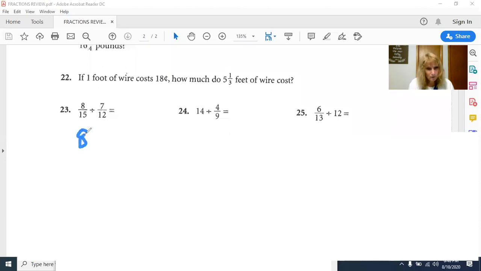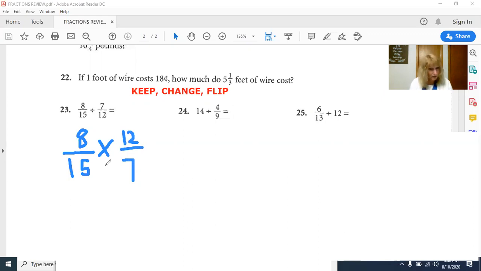8/15, so I use the philosophy of keep, change, flip. Keep, change, flip. So you keep the 8/15, the first fraction, you change the sign from division to multiplication, and you flip the second fraction. So 7/12 would become 12 on top and 7 on the bottom.